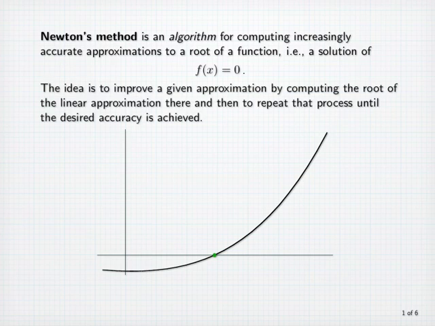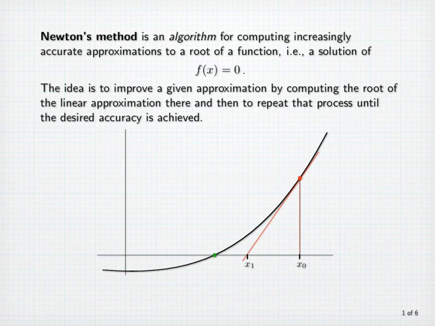The idea is to improve a given approximation by computing the root of the linear approximation there, and then to repeat that process until the desired accuracy is achieved. So, for instance, suppose we have a number x0 that's reasonably close to the root that we're trying to compute. The tangent line at the corresponding point is the graph of the linear approximation at x0. That tangent line crosses the x-axis at a number x1. This is our improved approximation.